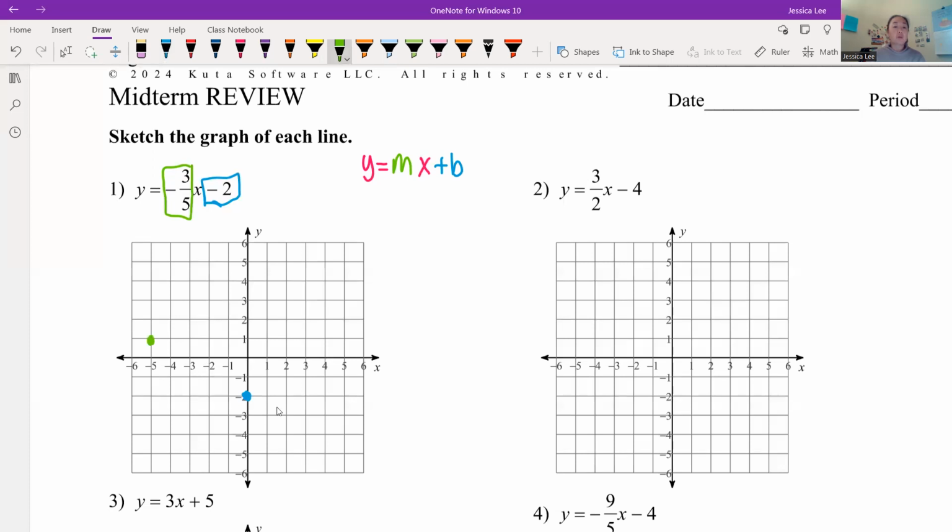The slope is how we get the other points. Okay. Y-intercept is how we get the first point. Slope is how we get the other points. That's just only one other point. I always like to do at least 3 just so that I know I'm doing this right.